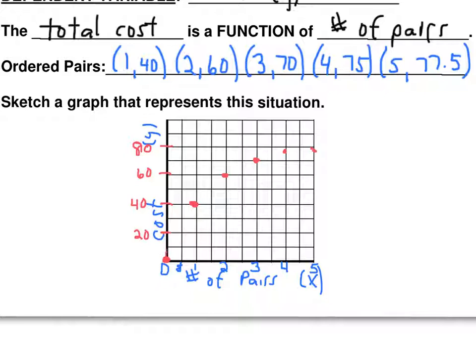So let's go ahead and connect all the dots. And you can see that it's not a straight line or anything, because as you're buying more pairs of shoes, you're actually paying less money. So this is what our graph of this particular situation is. All right, let's do some more of this type of work.